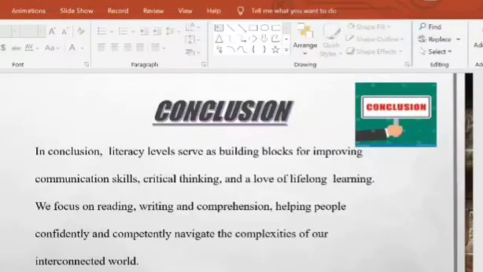Conclusion. In conclusion, literacy levels serve as building blocks for improving communication skills, critical thinking, and a love of lifelong learning. We focus on reading, writing, and comprehension, helping people confidently and competently navigate the complexities of our interconnected world.